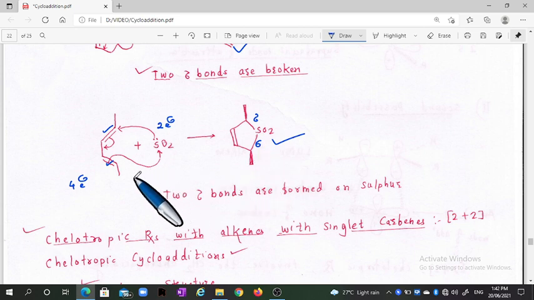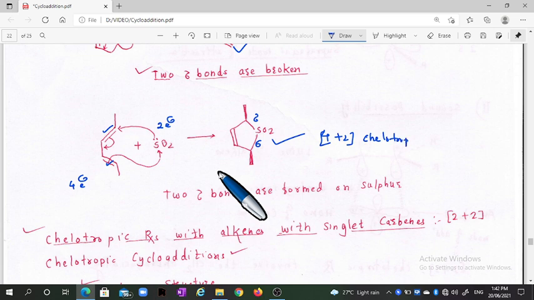This type of reaction is the 4 plus 2 cycloaddition reaction, the 4 plus 2 cheletropic cycloaddition reaction.